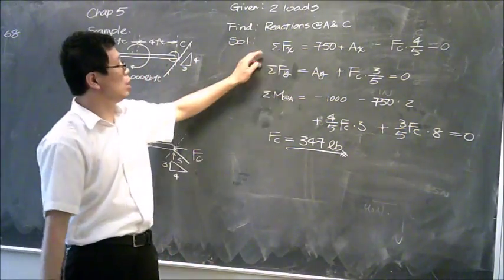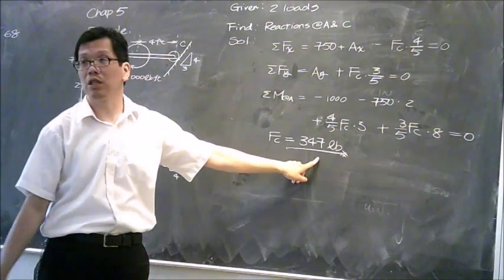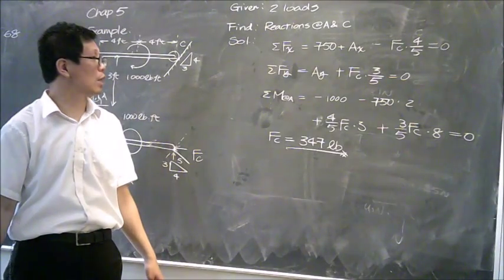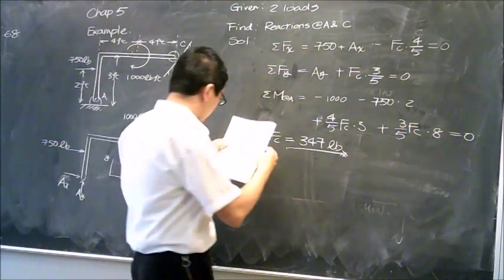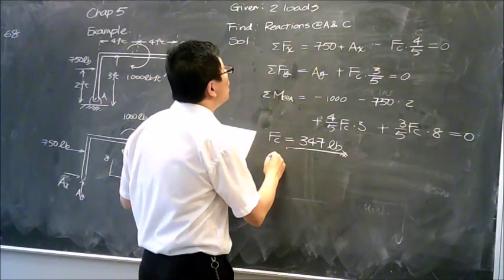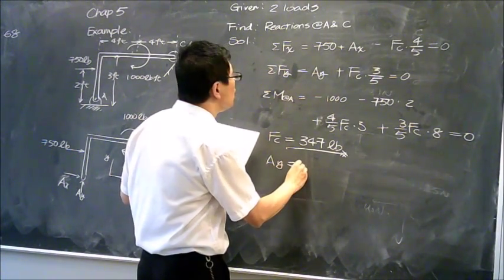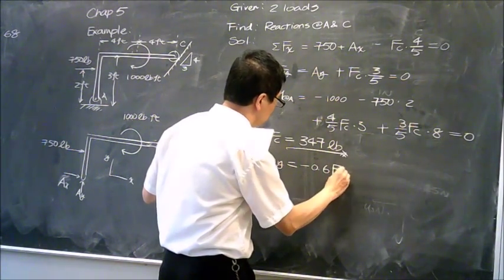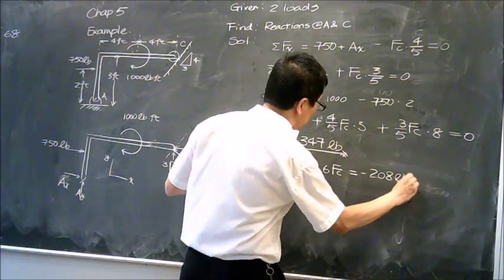So clearly, the first 2 equations over here are related to FC only. So if you plug this number into the force equations in x and y, you should be able to get Ax and Ay. Very straightforward. So if you do that, you're going to find Ay is going to be negative 0.6 FC, or negative 208 pounds.